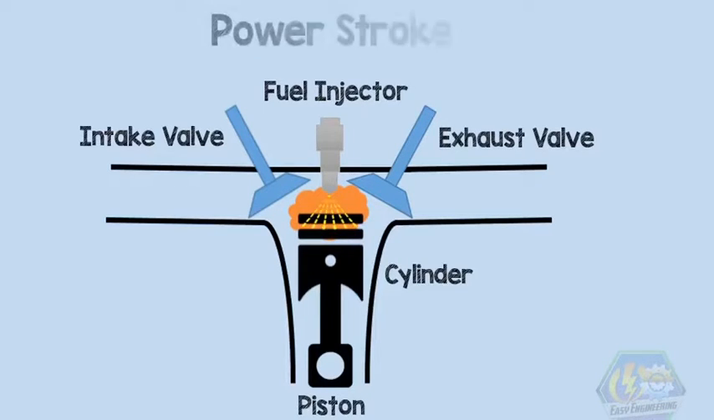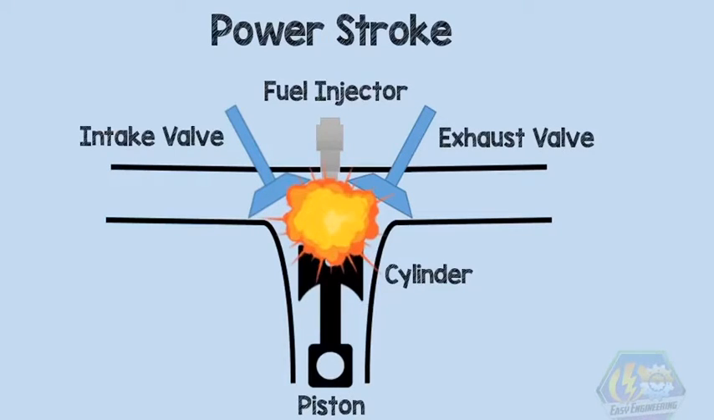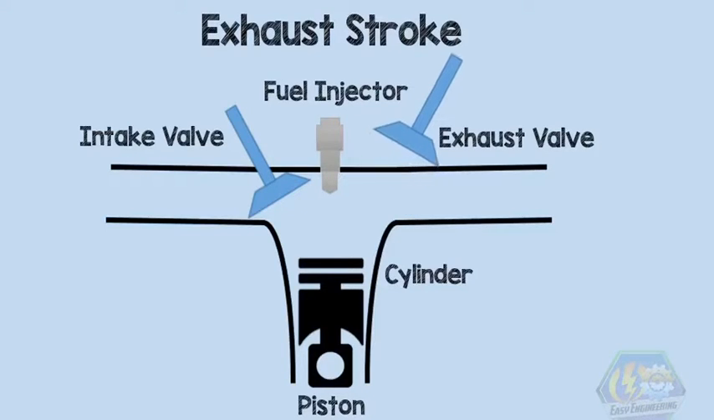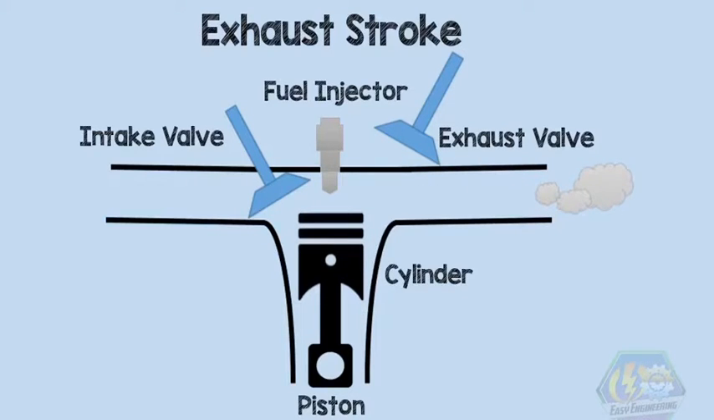Third stroke is the power stroke. As the fuel absorbs heat from the compressed air, it will vaporize, and boom, there goes your combustion. The combustion will force the piston to move down, rotating the crankshaft and, of course, your car's wheels. The last stroke, or fourth stroke, is the exhaust stroke. The high temperature and high pressure burnt gases from the combustion will then be evacuated from the cylinder into the atmosphere through the pressure difference of the cylinder and atmosphere, and the movement of the piston going up while the exhaust valve is open.